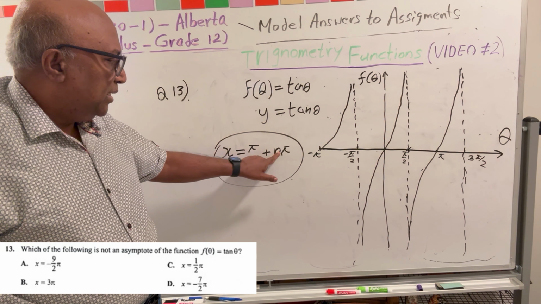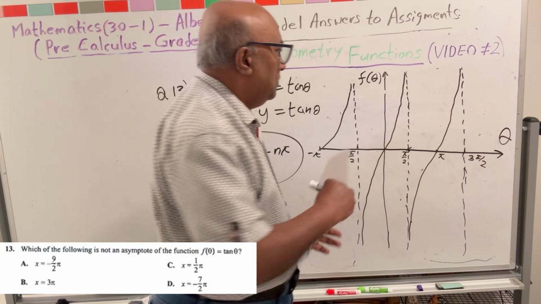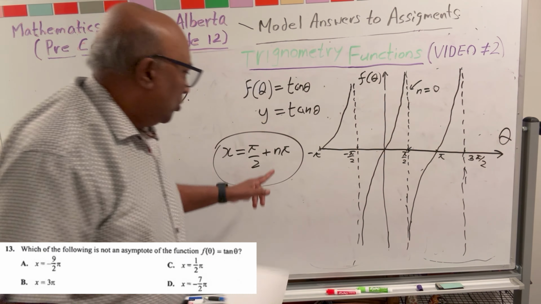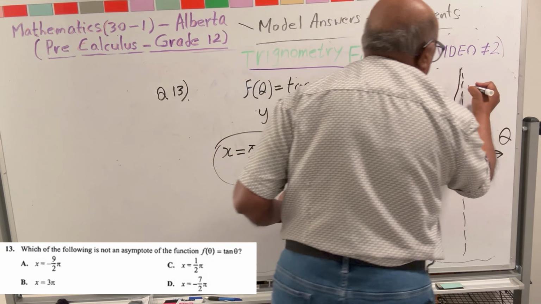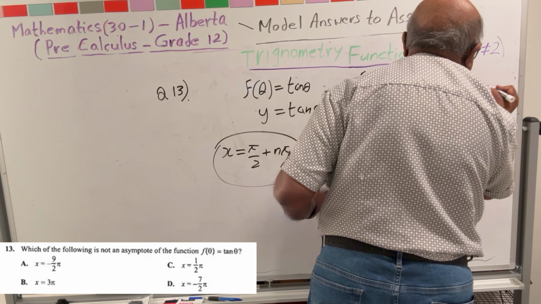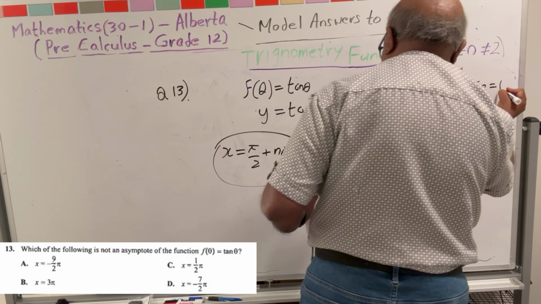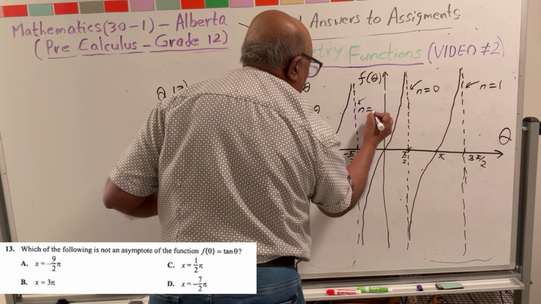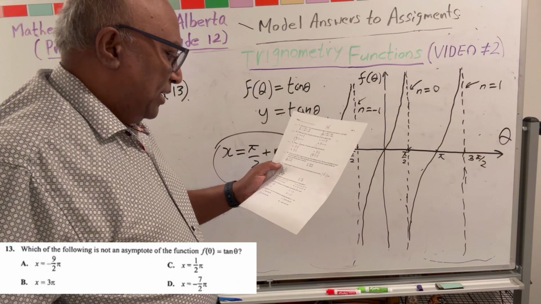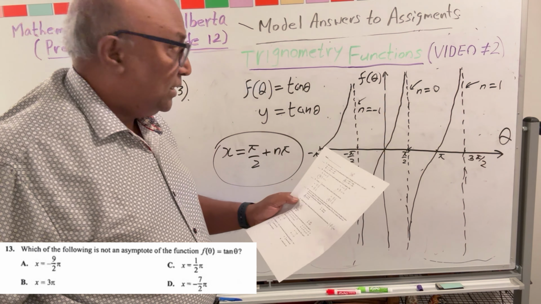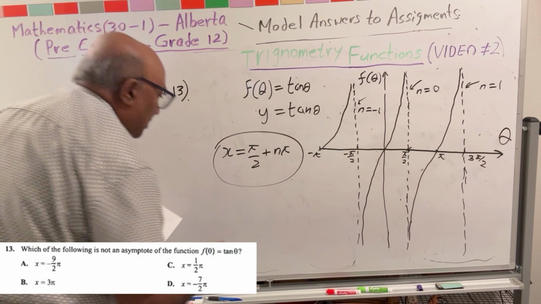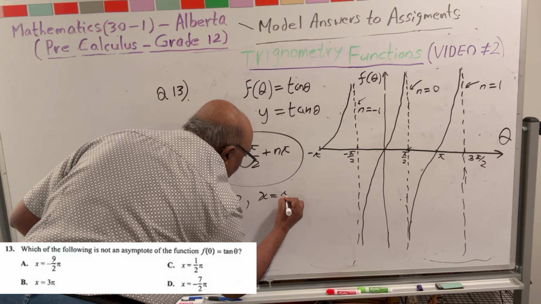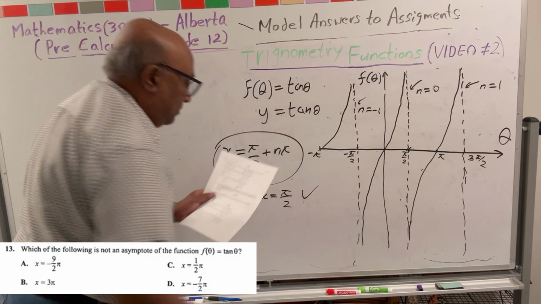When you put n equals 0 here, you get this. When you put n equals 1, you get this asymptote. When you put n equals negative 1, you get this asymptote. Okay, let's analyze one by one. x equals pi by 2: when you put n equals 0, you get x equals pi by 2. That is yes.